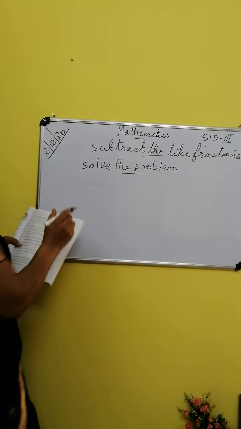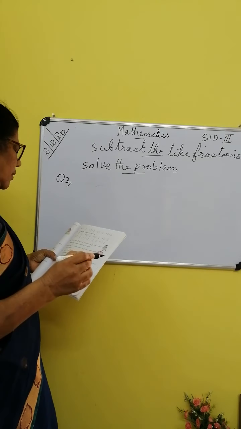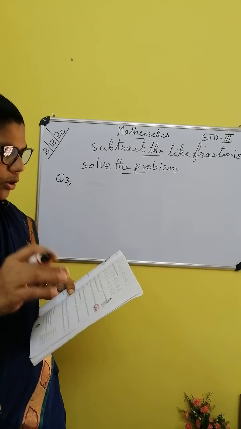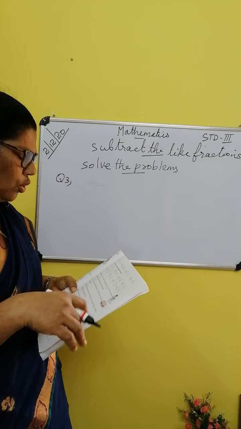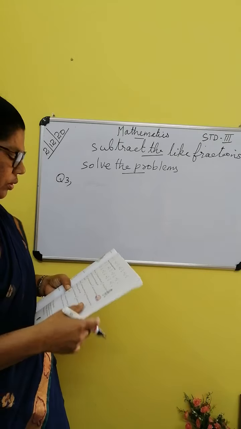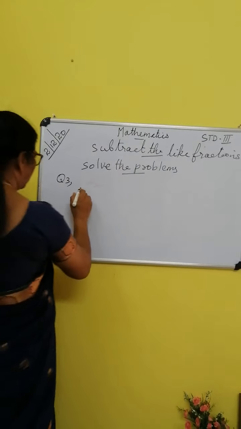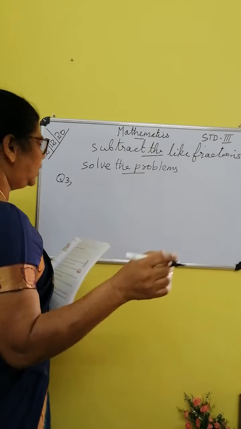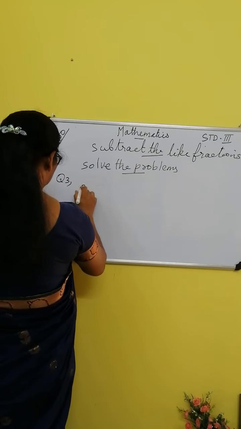Question number 3. Study read 5 by 12 of a book on Monday and 4 by 12 of the same book on Tuesday. What fraction of the book did she read in all? So you have to find the solution. You copy the question from the textbook. Okay. Solution.